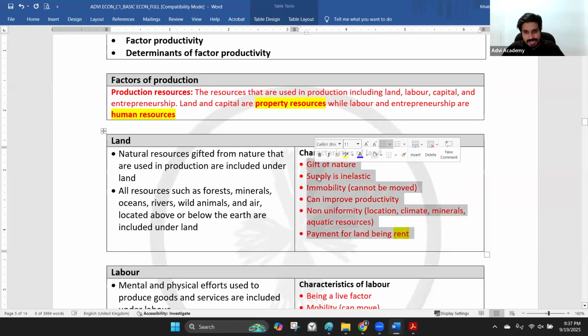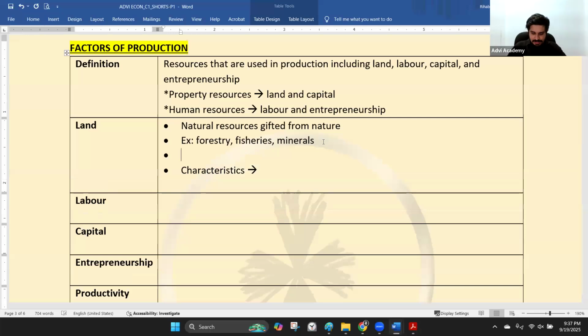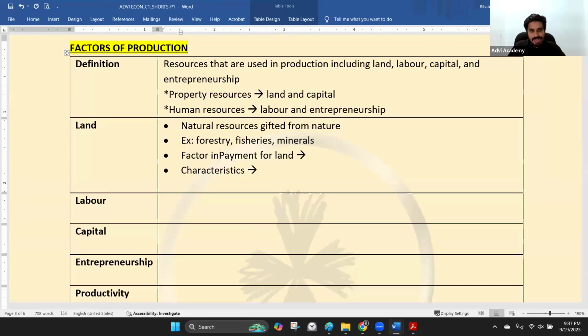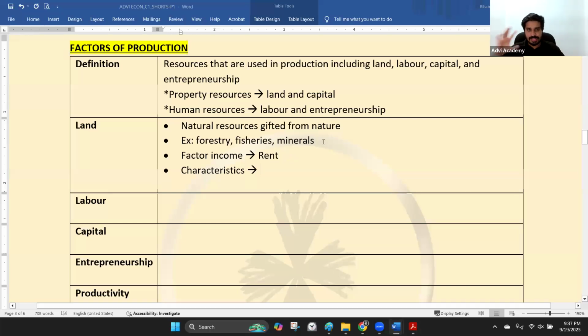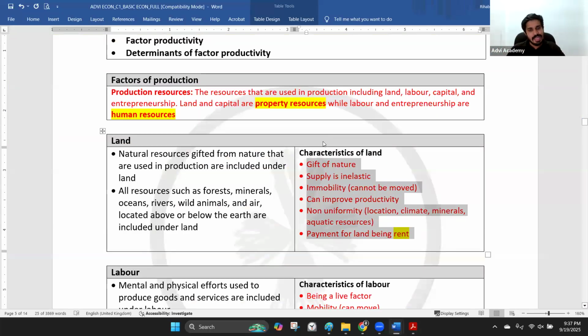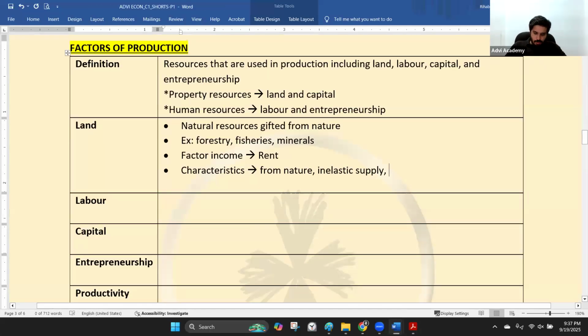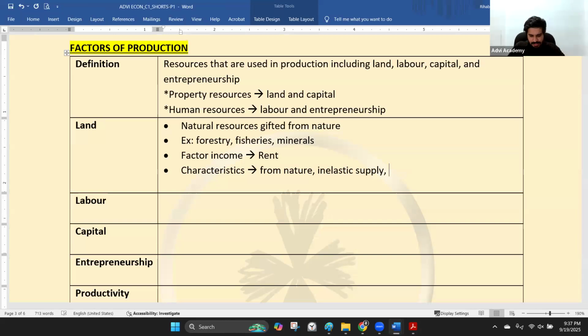So the most important characteristics, I will say 3 things. One is the income or payment for land. We have something called factor income. What do you mean by factor income? If you have land, what is the income you are going to generate? It's called rent. That's the factor income. We'll write that separately. And then you can say gift from nature, inelastic supply, and immobility. These are 3 things you can remember in terms of characteristics.